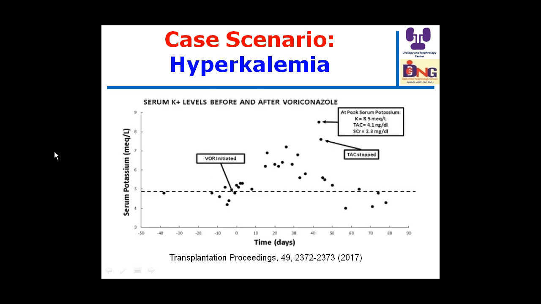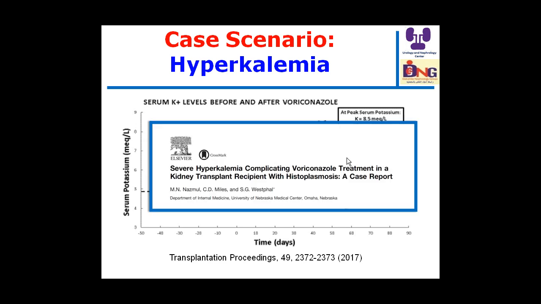This figure shows the serum potassium before starting voriconazole. This serum potassium was acceptable, but after starting voriconazole, the patient has hyperkalemia, to the extent the serum potassium reached even above 8 milliequivalent per liter. At this point, tacrolimus was discontinued. So this case raises the question of drug interaction between voriconazole and tacrolimus.